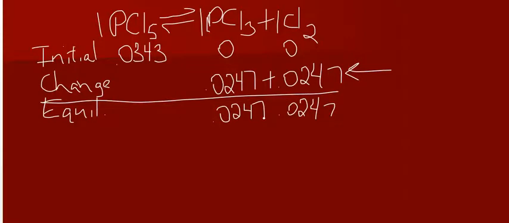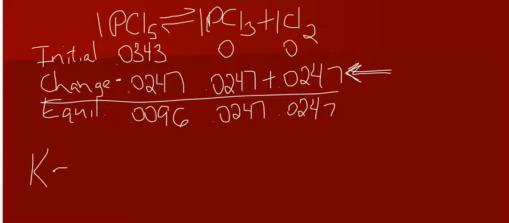The change for PCl5 would also be 0.0247. The only difference is this is going to be negative because it's a reactant. So we have to subtract to get the equilibrium concentration of the reactant, 0.0096. So the change, this line right here, is the important part, and you look at the coefficients from the balanced chemical equation. All right, once we know the equilibrium concentrations, we can solve for K.